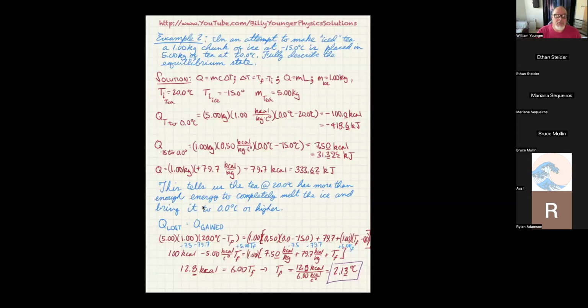Okay, it's time to get back started. So this is the last example we just worked. That was example 2. I want to offer again, does anyone have any questions about that before we move on to the next topic, which is the first law of thermodynamics?